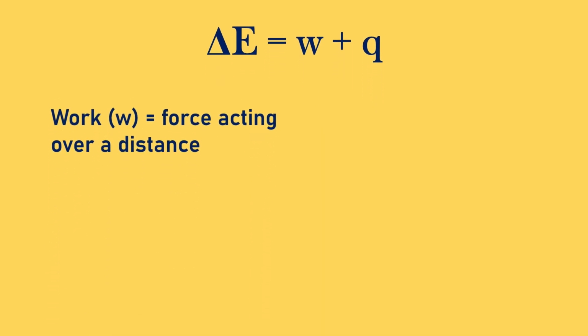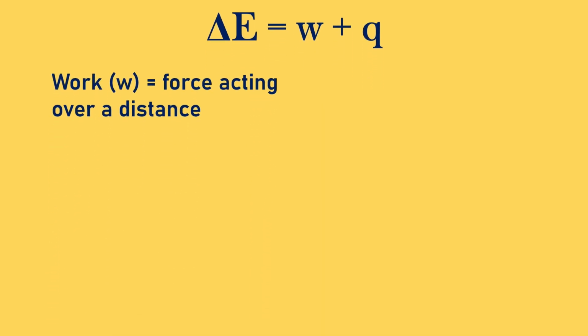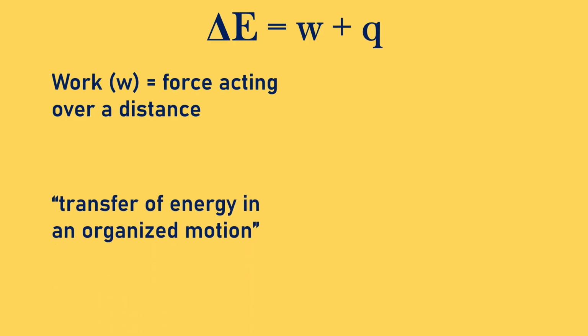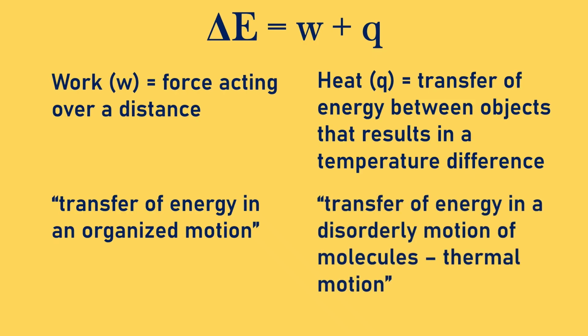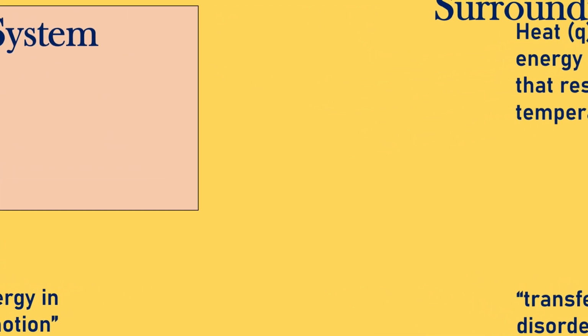Work, represented by lowercase w, is defined as force acting over a distance. For chemistry students, we can think of work as the transfer of energy in an organized motion. Heat, represented by a lowercase q, is defined as the transfer of energy between objects that results in a temperature difference. Another way to think about this is heat is the transfer of energy in a disorderly motion of molecules. This is called thermal motion. In this video, let's focus on heat transfer.